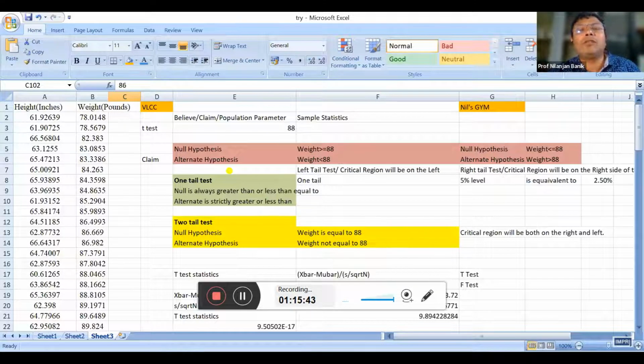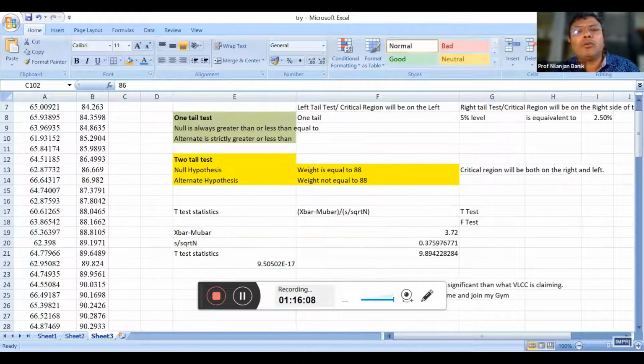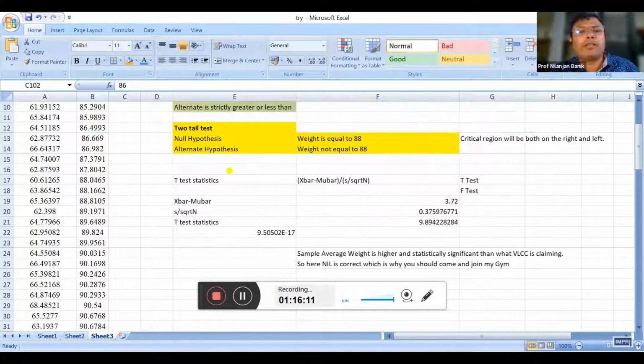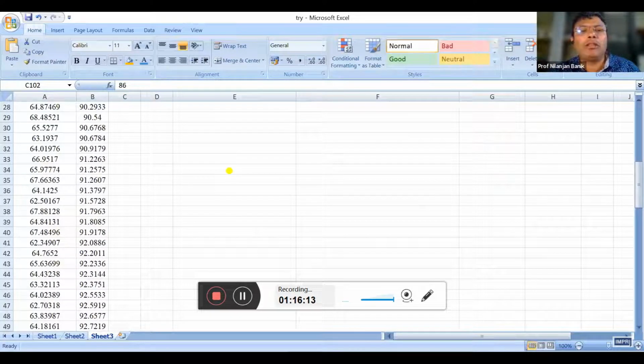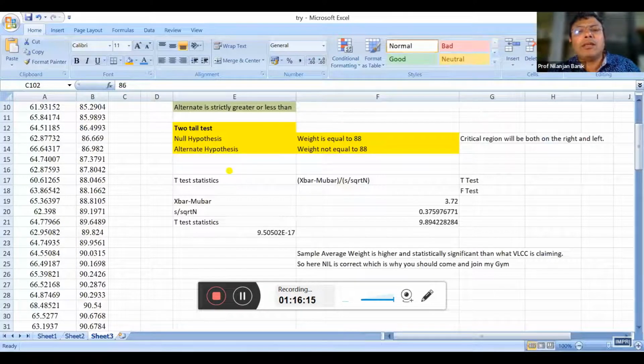You will have to collect the sample. You will have to then run the sample or collect the sample statistics. And on the basis of the sample statistics, you are going to say who is right or who is wrong. Okay. Any other question, guys? As there are 10 minutes left, let me open it up. Any other question?